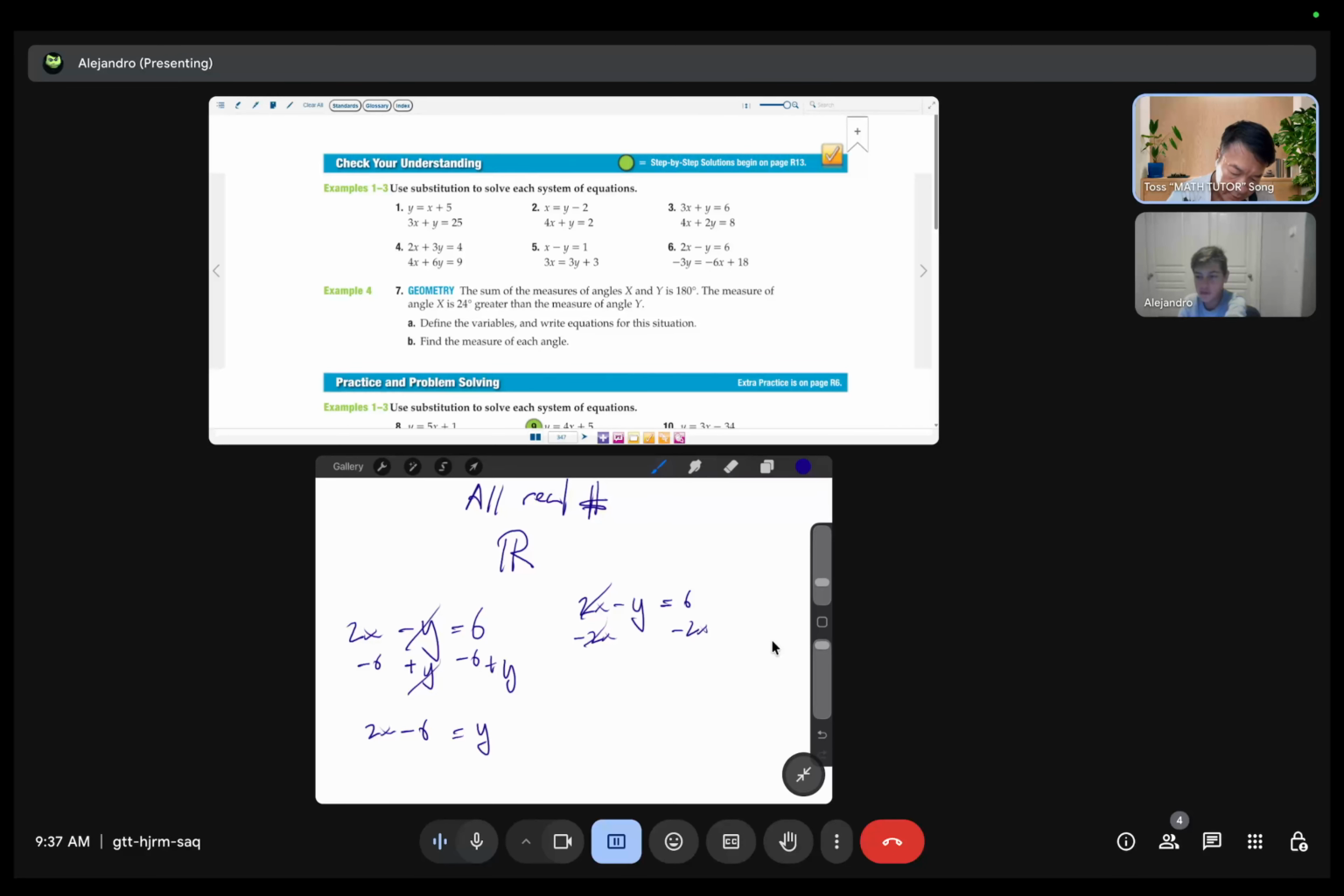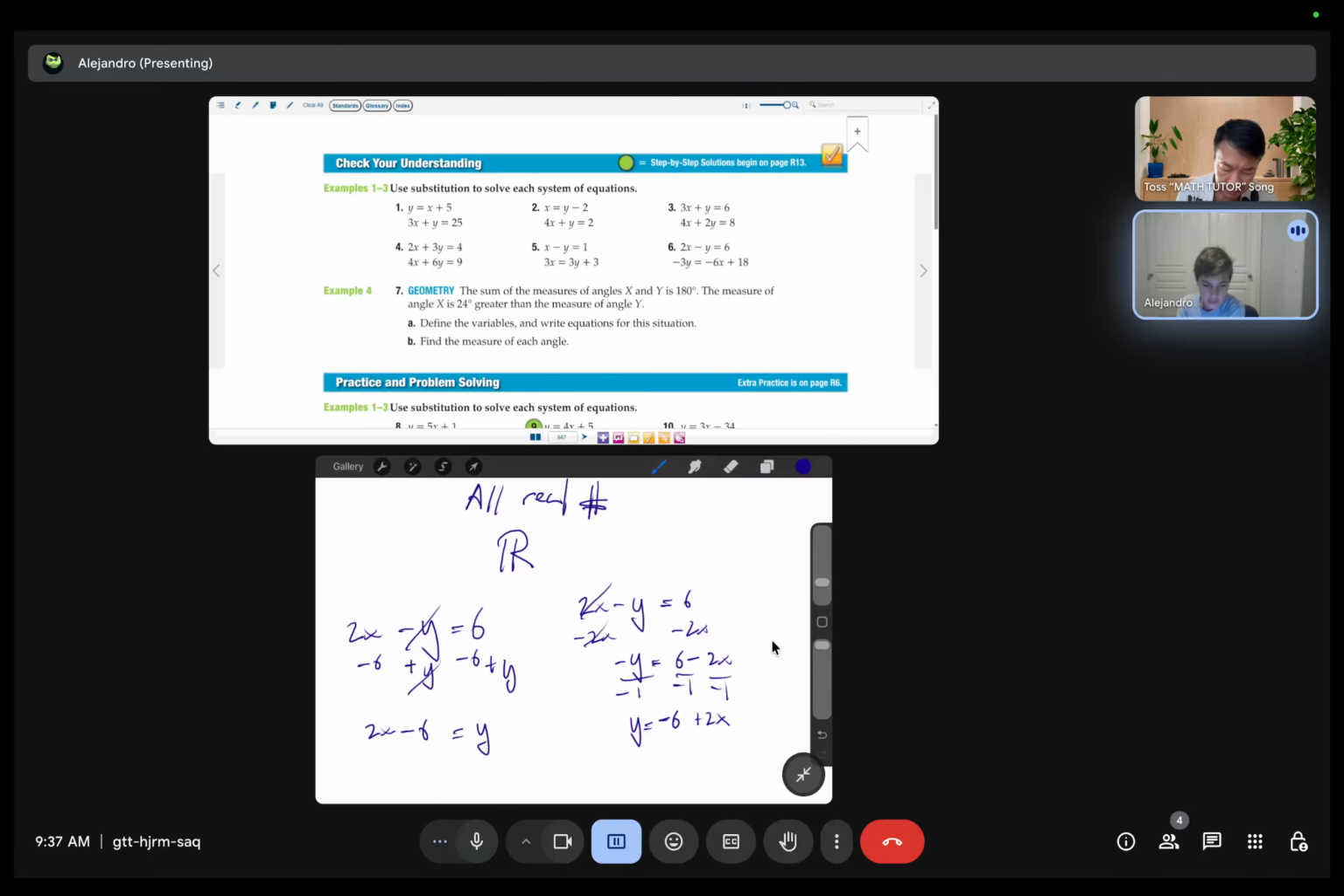Subtract both sides by this, you get this, right? Like 6 minus 2x. And then you cannot have a negative y. You have to divide or multiply everything by negative 1. So if I do that, you get y equals negative 6 plus 2x. Do you know they're the same, right? Could you see that? They're the same thing. But mine looks cleaner.